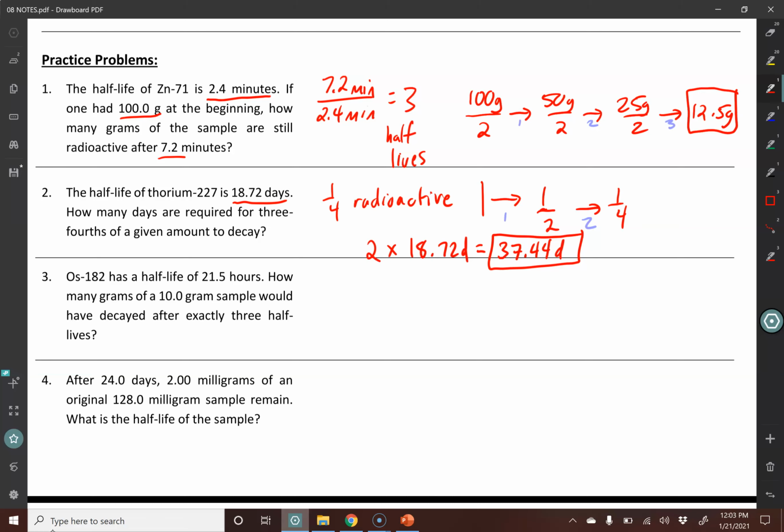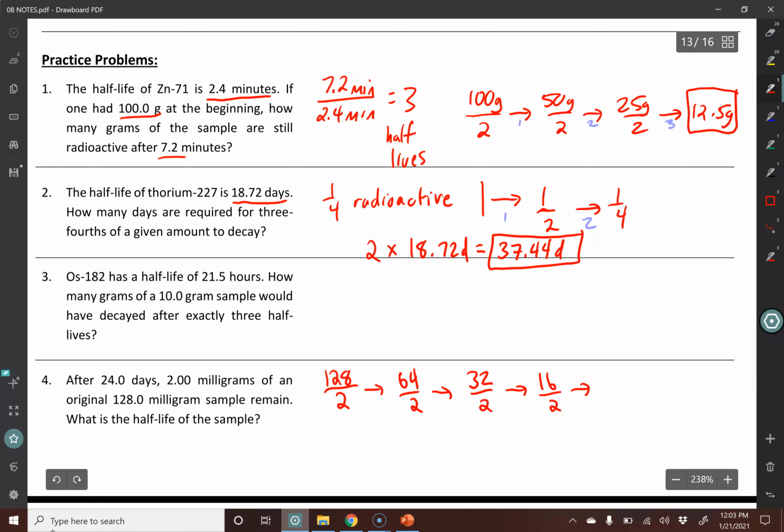The way I would attack this one, very mathematically inelegant, I would take my number and just keep dividing by 2. So I've got 128 divided by 2. It's going to give me 64. Divide that by 2, so that's 32. 16, divided by 2, 8, 4, and finally I've got my 2 milligrams. I'm going to count my arrows. 1, 2, 3, 4, 5, 6.